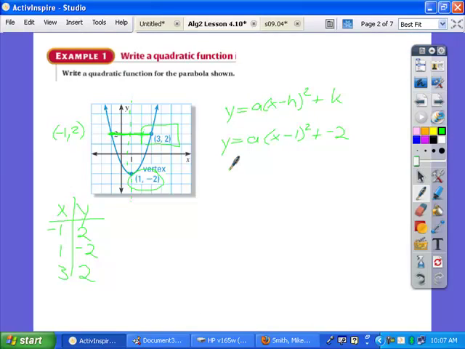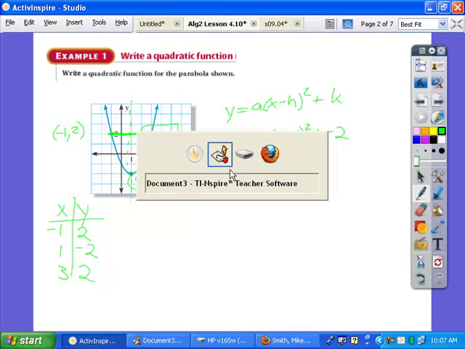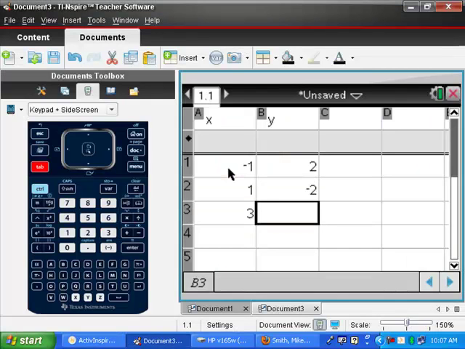Let me make sure I have this right. Negative 1, 2, 1, negative 2, and 3, 2. So 3, 2. Okay, and so we enter in the data. On the TI-84s or 83s, you're going to have to do this in the list. So you'll have to create list 1.